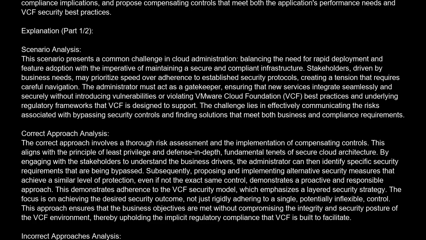Correct approach analysis. The correct approach involves a thorough risk assessment and the implementation of compensating controls. This aligns with the principle of least privilege and defense in depth, fundamental tenets of secure cloud architecture. By engaging with the stakeholders to understand the business drivers, the administrator can then identify specific security requirements that are being bypassed. Subsequently, proposing and implementing alternative security measures that achieve a similar level of protection, even if not the exact same control, demonstrates a proactive and responsible approach.